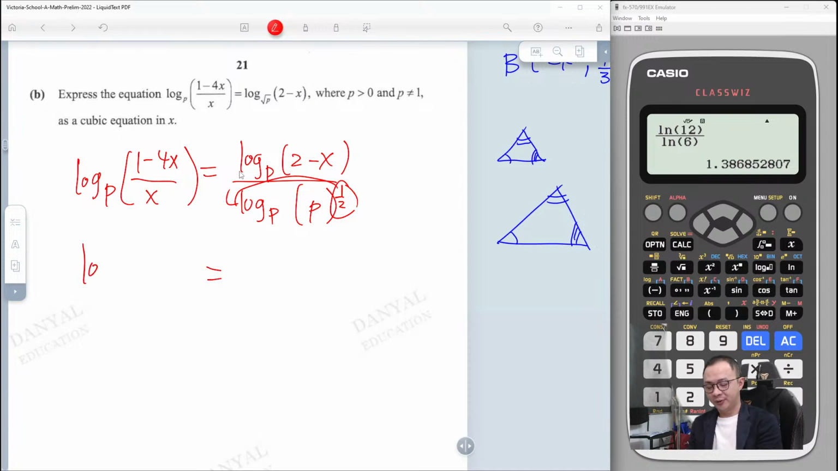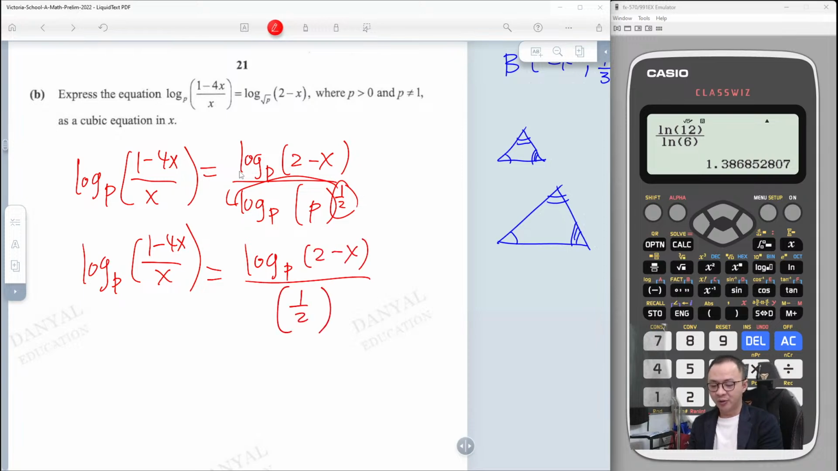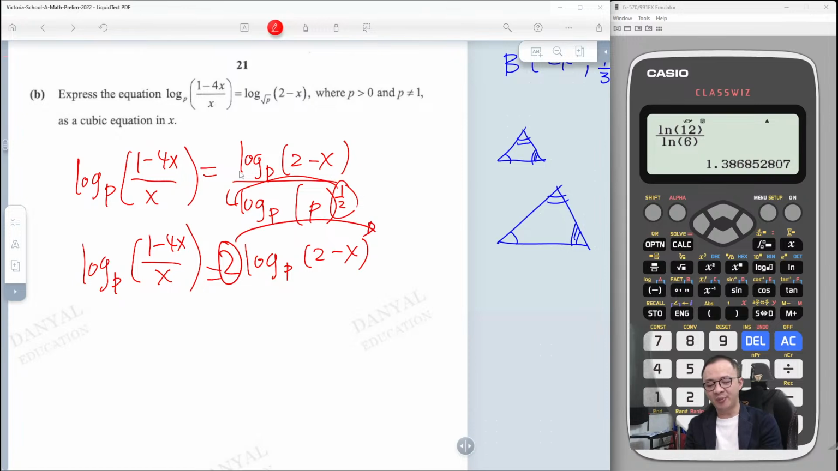Move to the front, then log p p is 1, right? Then the whole thing is divided by 1 over 2. And any number divided by 1 over 2, same idea is multiply by 2, isn't it? So I will multiply 2. And the 2 can move to the top, become power, isn't it? Then now we have a cubic equation.